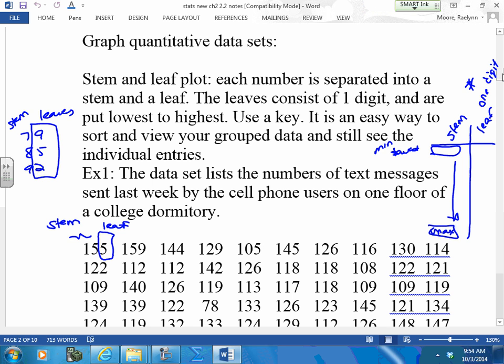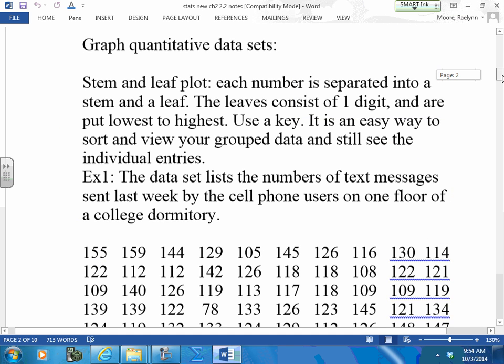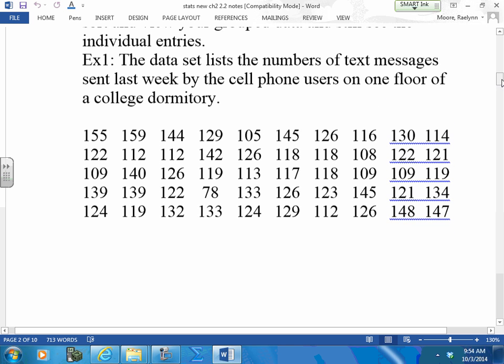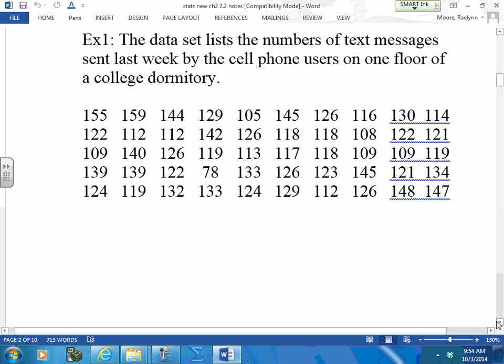So we have here a little problem to work on, and it says, this is your data set for your list. List the number of text messages sent last week by cell phone users on one floor of a college dorm. They asked everybody how many text messages did they send out. I don't know why these are underlined. So just ignore the underlined, something about when I put them there. I don't know how they got underlined. They're nothing special. So what we're going to do is we're going to make a stem and leaf for this. And we're going to remember that this part is the leaf, and this part here is our stem.